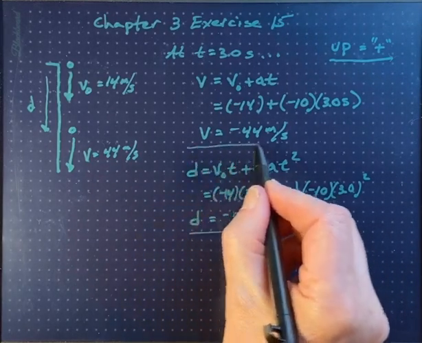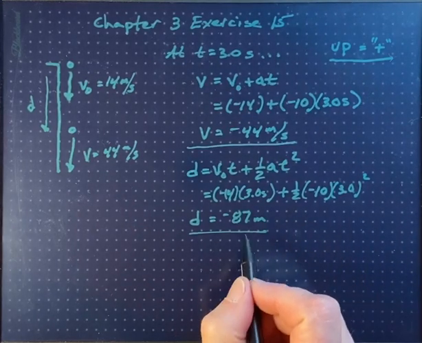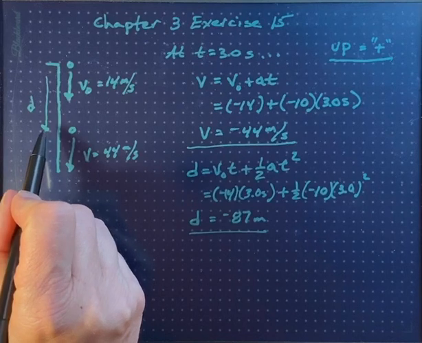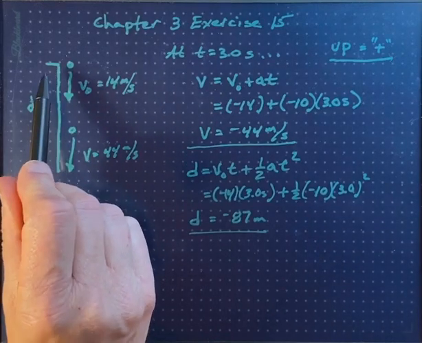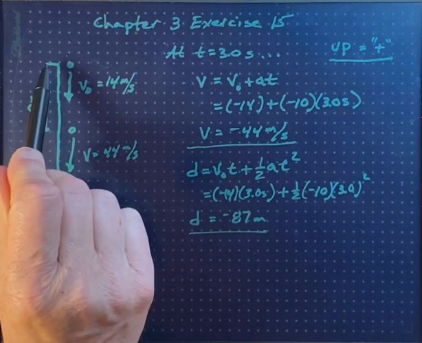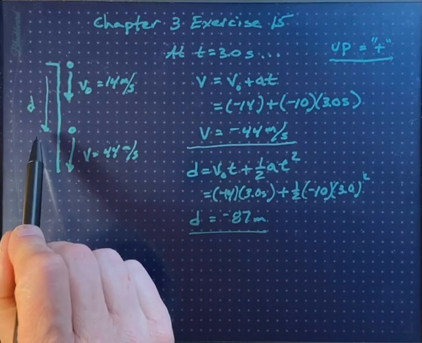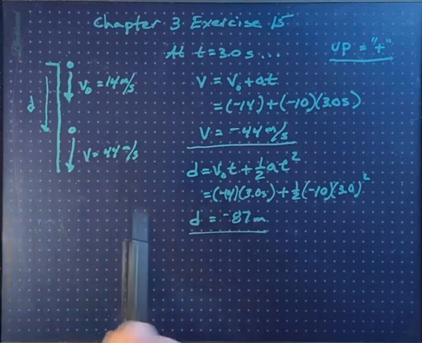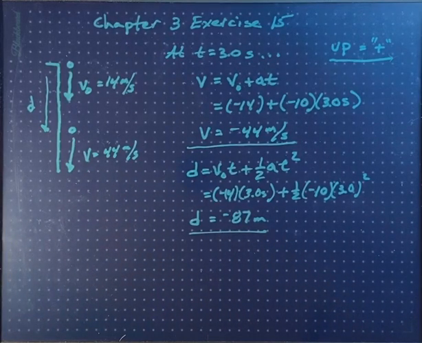So where is the ball? It's 87 meters below where it started from. You can see that the distance vector, which starts where the ball started and ends where the ball ends, is also pointed down, and that's why that comes out negative.